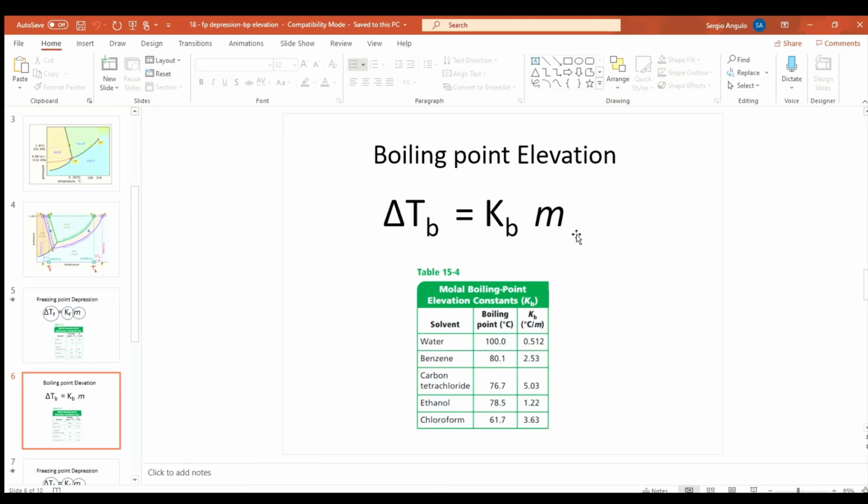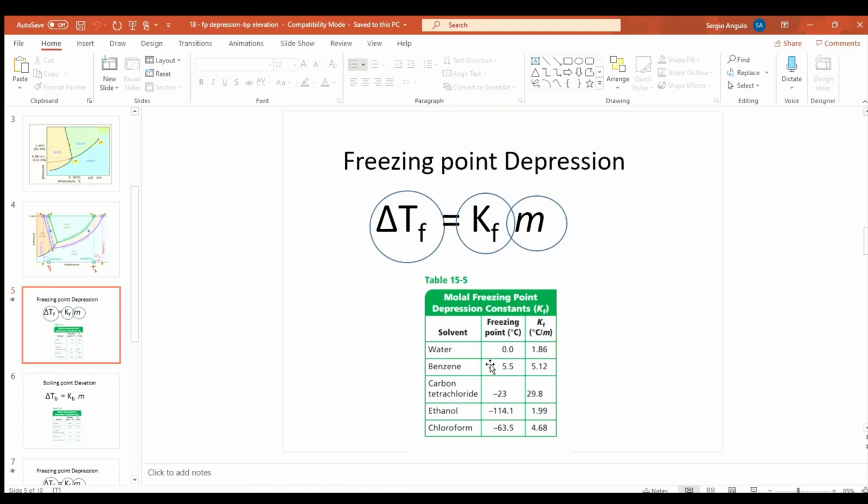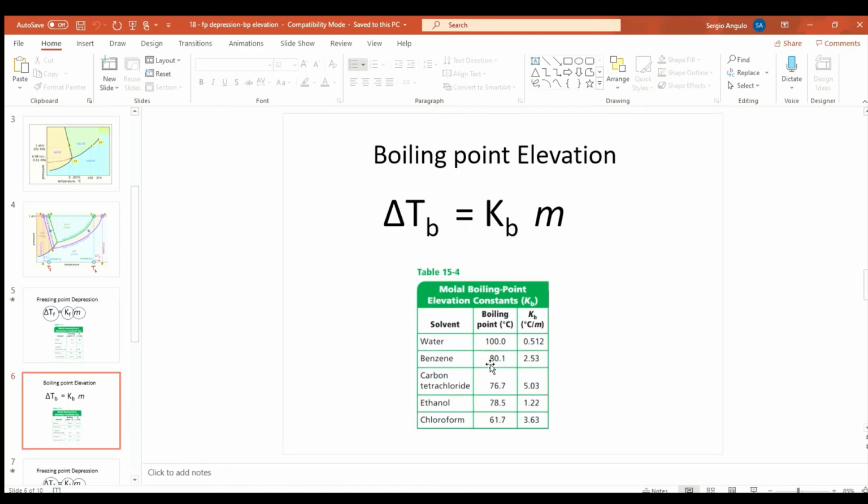Okay, so notice how it's the molality that we use in this equation in order to get our boiling point elevation and freezing point depressions. And once again, this table down here has the same 5 solvents. That gives you their boiling points. So benzene, let's see the previous slide, benzene had a freezing point of 5.5 degrees Celsius, and here it has a boiling point of 80.1 degrees Celsius. And then there is the KB.